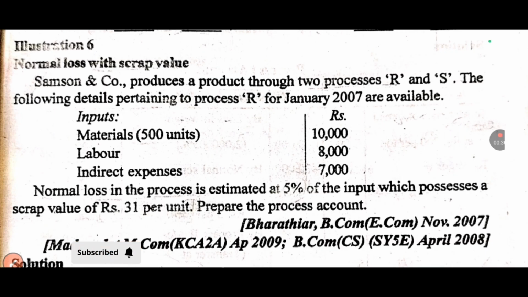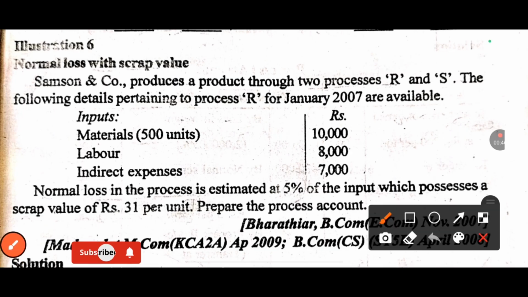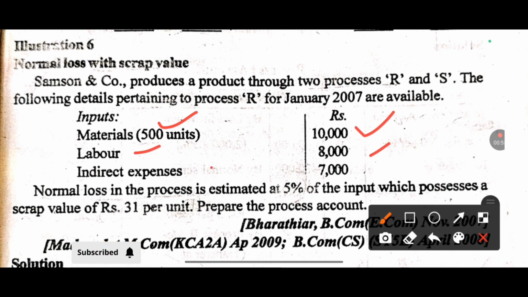Let's read the question. Samsung and Co produces a product through two processes, process R and process S. The following details pertaining to process R for January 2007 are available. So input items they have given, listen. Input unit is 500 units, input materials 10,000 rupees, input labor 8,000 rupees, indirect expenses 7,000 rupees.